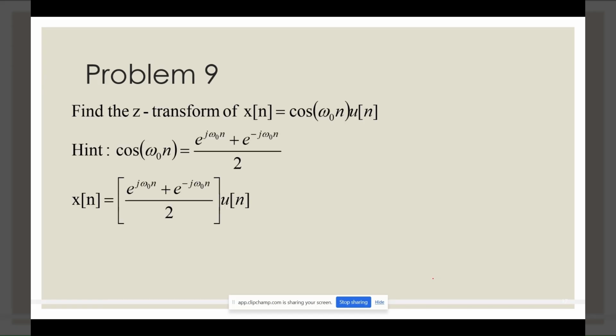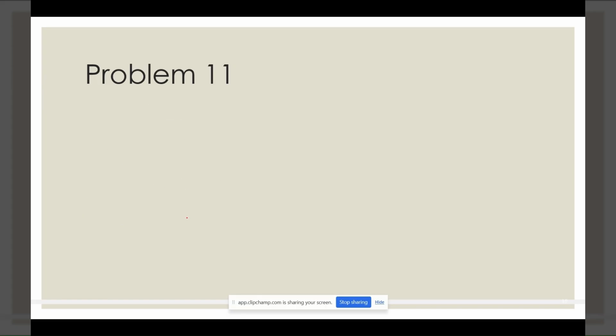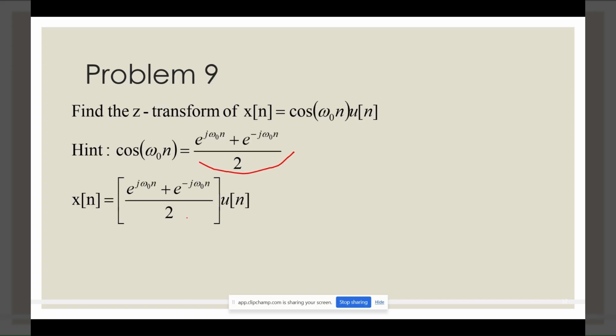Coming on to the next problem, instead of sine omega naught n, if we take cos omega naught n, we all know that the exponential formula for cos omega naught n is like this. Again on substitution, we'll get the final answer similar to the previous problem.